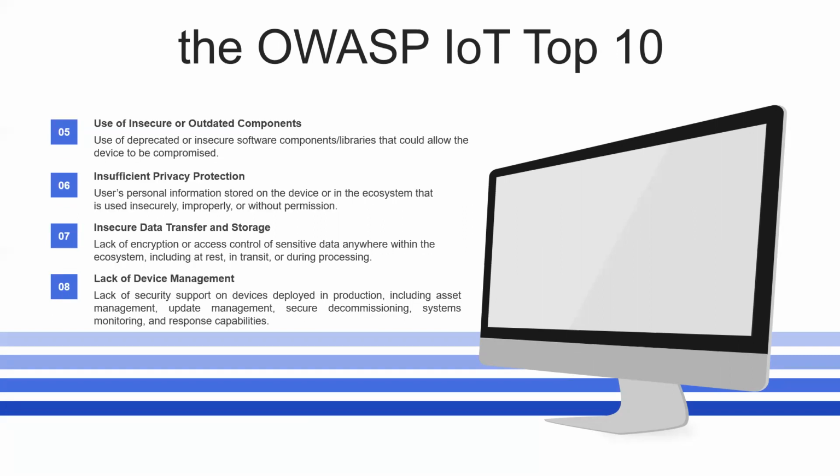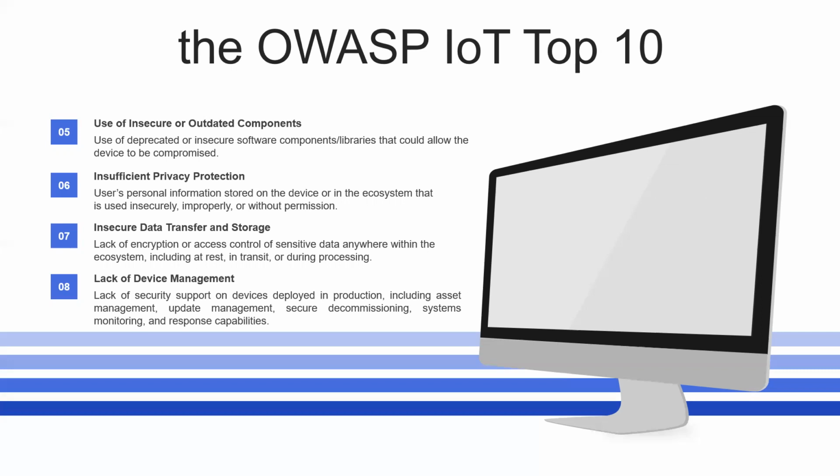Fifth, use of insecure or outdated components: use of deprecated or insecure software components and libraries that could allow the device to be compromised. Sixth, insufficient privacy protection: users' personal information stored on the device or in the ecosystem that is used insecurely, improperly, or without permission.